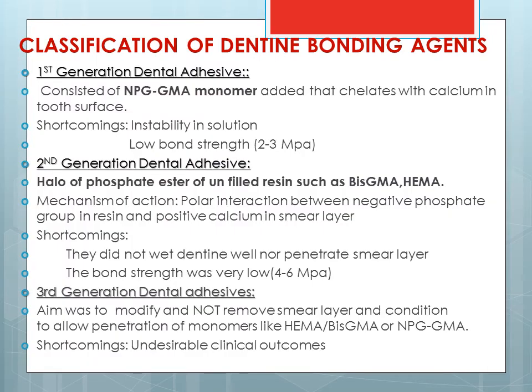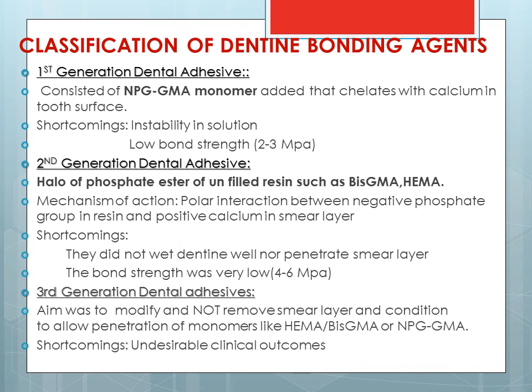Now, dentine bonding agents have been classified according to generations. These are very important, and this is basically a kind of timeline that follows from the first generation to the sixth, seventh, and eighth generation. So let's look at the dentine bonding agents classification. The first generation dentine bonding agents or adhesives consisted of NPG-GMA monomer added that chelated with the calcium in the tooth surface. Now, the shortcomings were that it had very low bond strength and it was unstable in solution.